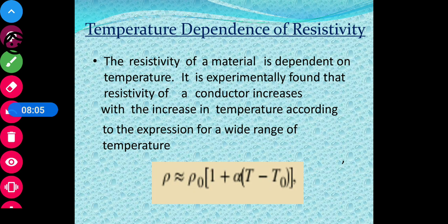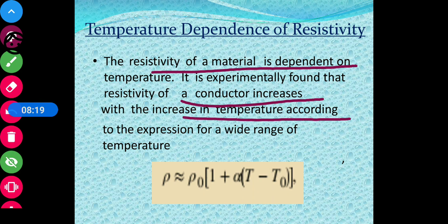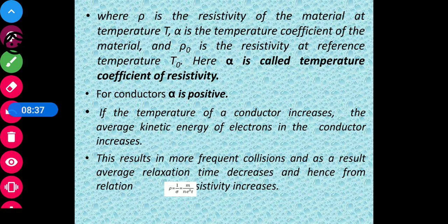So now let us discuss the temperature dependence of the resistivity. The resistivity of a material is dependent on temperature. Experimentally, it is found that the resistivity of a conductor increases with the increase in temperature, according to the expression rho equals rho naught times 1 plus alpha (T minus T naught), where rho is the specific resistance at temperature T, rho naught is the specific resistance at temperature T naught, which is a reference temperature, and alpha is the temperature coefficient of resistivity. Now let us discuss it for the different materials, that is conductors, semiconductors, insulators, etc.